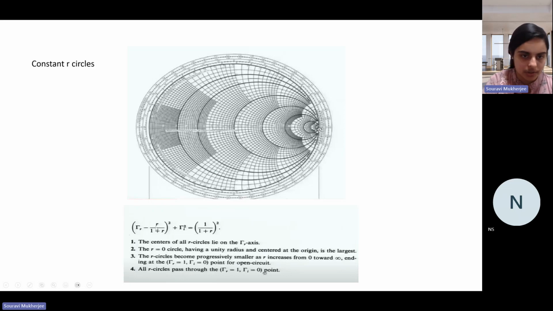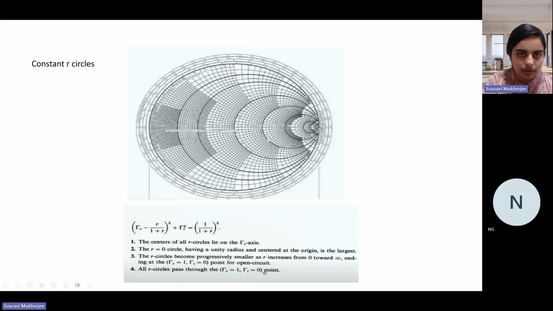And then the r equal to 0 case. If you put r equal to 0, what you get is a unity radius circle, okay, a circle of radius 1, centered at the origin, and it's the largest. So it's this big circle that you can see, right? And now gradually as your r increases, you gradually move inwards, okay? So this is your short circuit, this is your open circuit, okay?